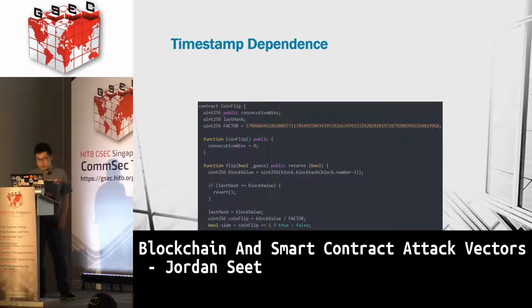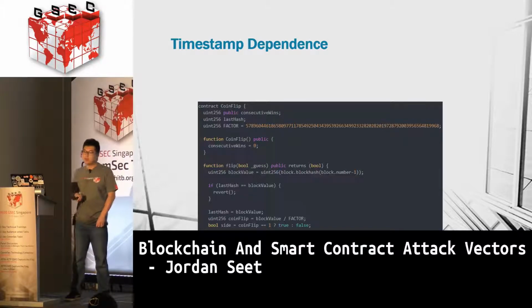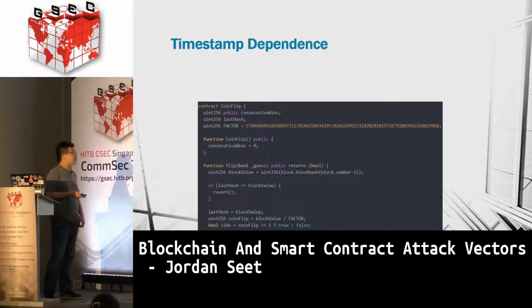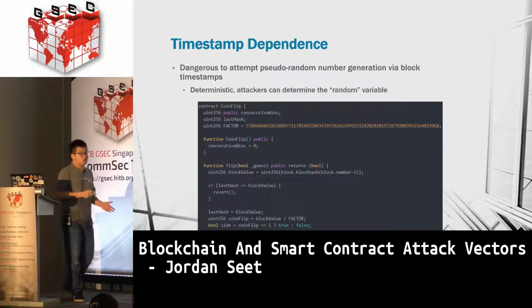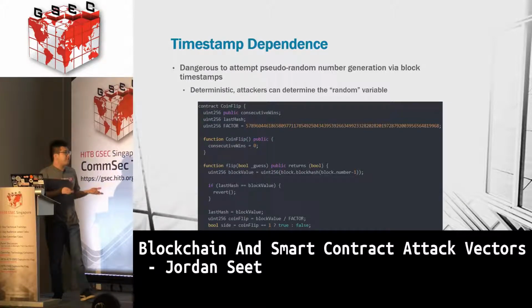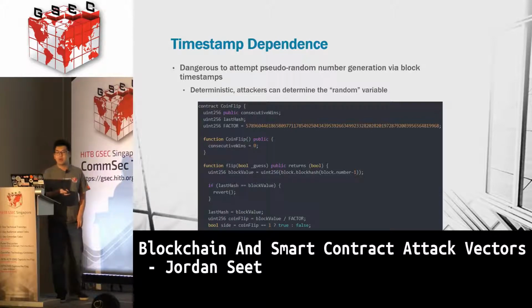So let's talk about timestamp dependence. Everything in the blockchain, especially for smart contracts, is deterministic, at least in Ethereum. So it is very, very dangerous to attempt pseudo-random number generation via block timestamps. What an attacker can do is determine the random variable before you do, and then just pass it in as a parameter to execute the function.